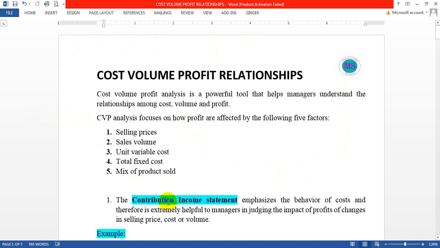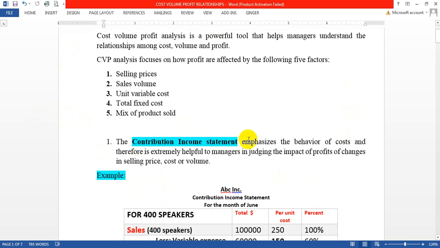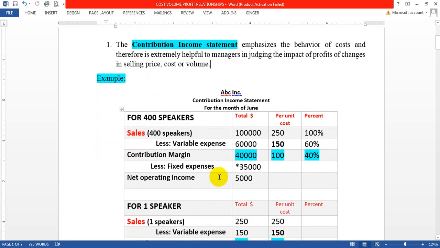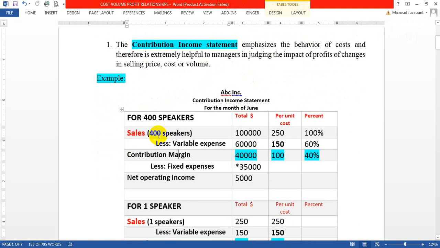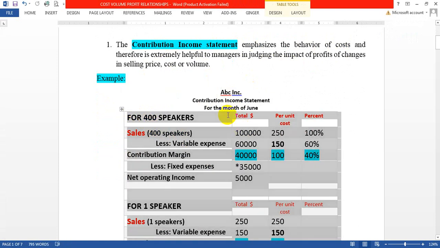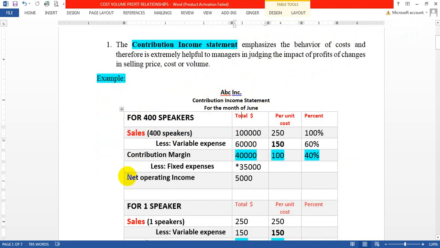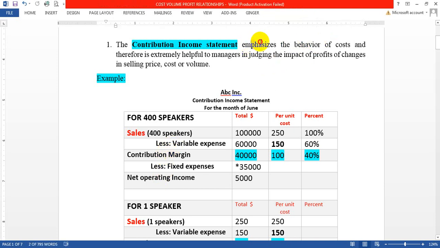Okay, the CVP, the contribution income statement. If you want to study CVP analysis, we must first know about the contribution income statement. What is it? The contribution income statement emphasizes the behavior of cost. I have prepared a template for you for the contribution income statement. Here it shows the behavior of cost.